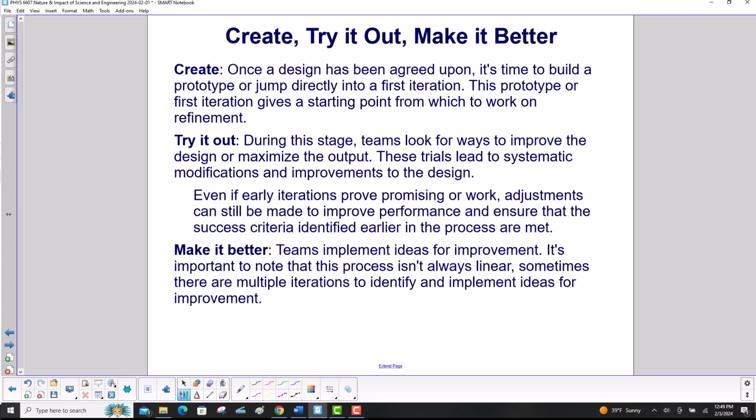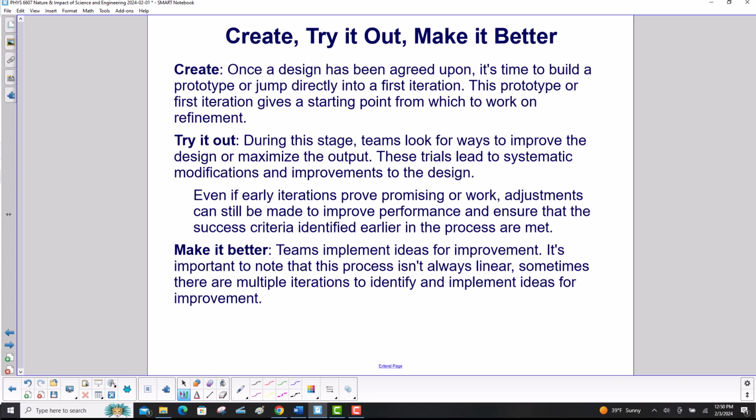Once a design has been agreed upon, it's time to build a prototype or jump directly into a first iteration. This prototype or first iteration gives a starting point from which to work on refinement. Next, try it out. During this stage, teams look for ways to improve the design or maximize the output. These trials lead to systematic modifications and improvements to the design. Even if early iterations prove promising or work, adjustments can still be made to improve performance and ensure that the success criteria identified earlier in the process are met.